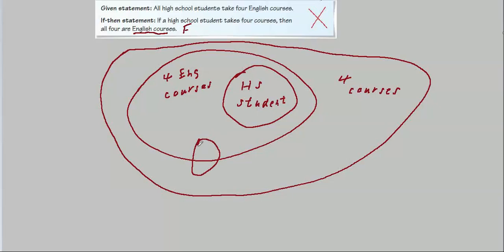This belongs to both sets. This doesn't. Here, the entire set is the intersection, because the property of high school student belongs to both sets, both high school student and 4 English courses. But not the other way around. The property of 4 English courses does not necessarily imply high school student. And the property of 4 courses does not necessarily imply 4 English courses.